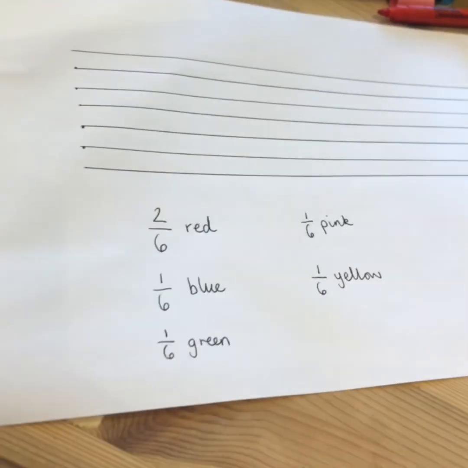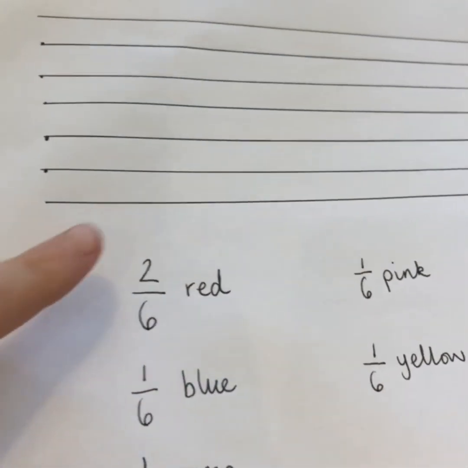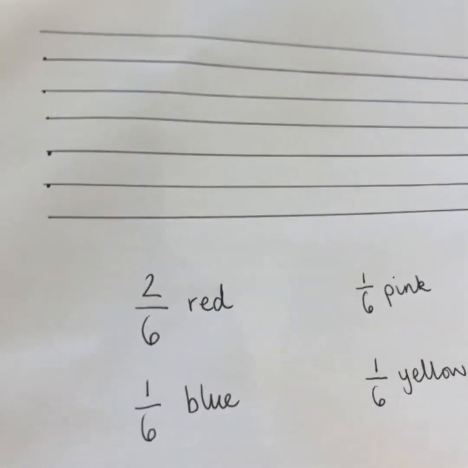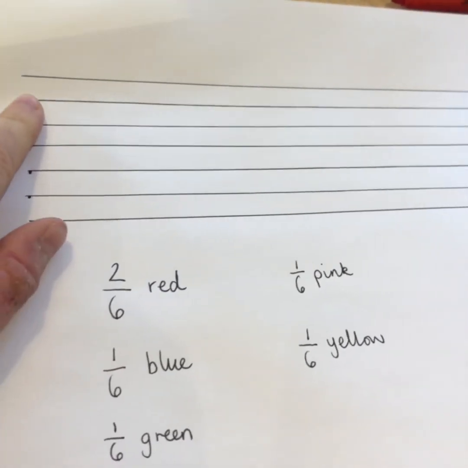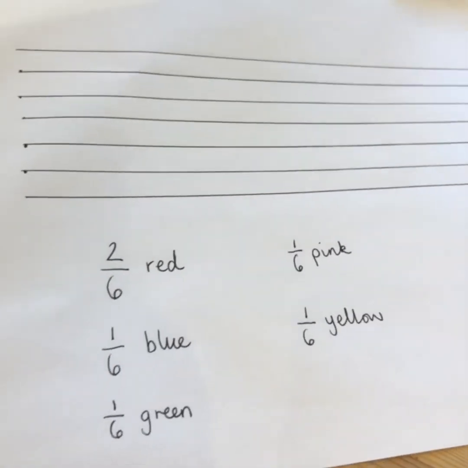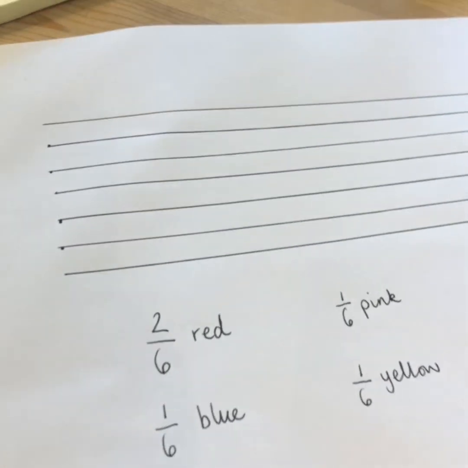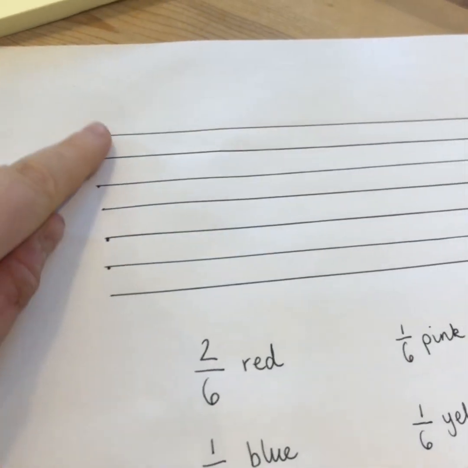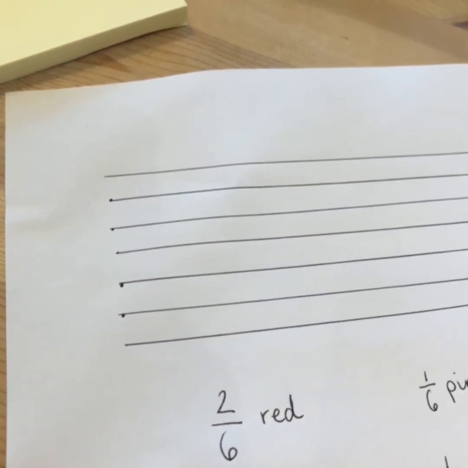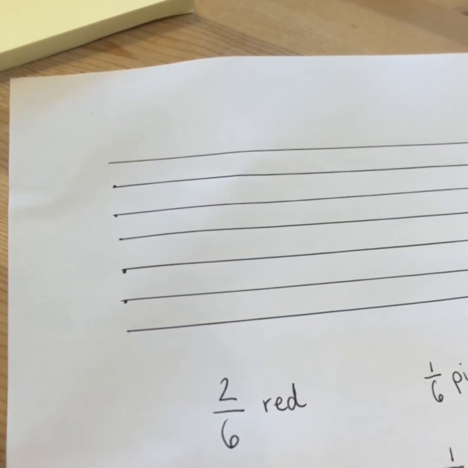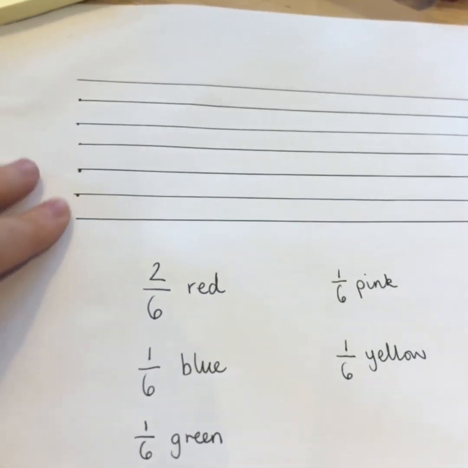So you might want to set your own challenge of what fraction of your rainbow you want it to be red or green, or you can follow this one, or you can get someone at home to give you maybe a bit of a challenge if you want to. So you can use watercolours, because I know if you were at school on the last day, I gave you all a palette of watercolours, or you could use pens or anything you have at home, chalk, to complete this.